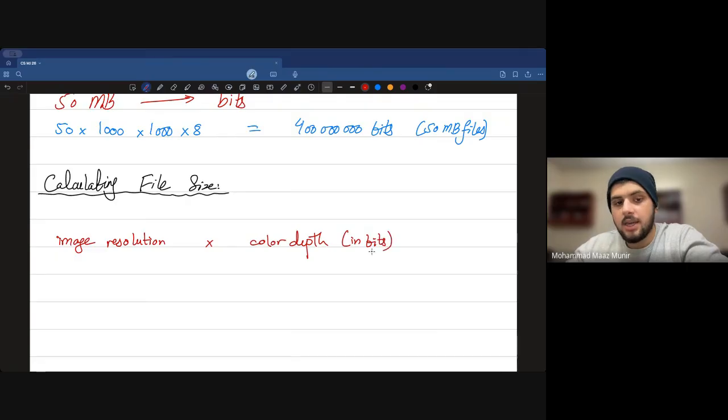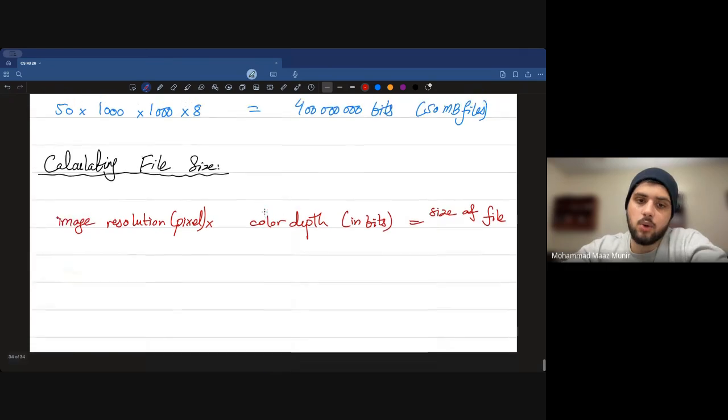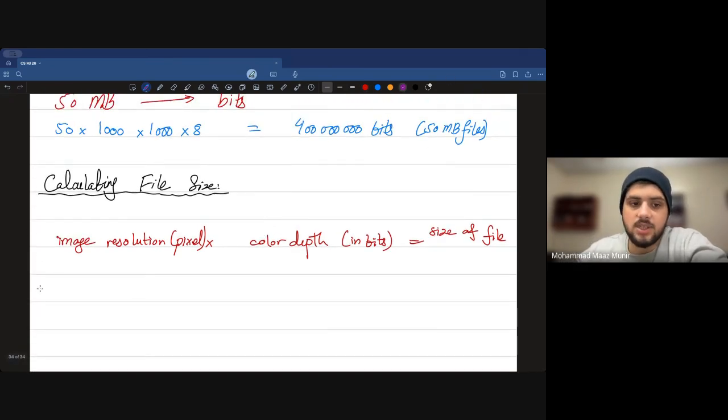In bits, and this should be in pixel. This is basically equal to size of file. Now, let's do a quick question. Let's say there is an image which has the resolution 100 by 230 and it is making use of a color depth of, let's say, 3 bytes.